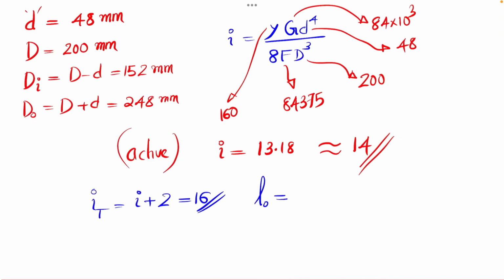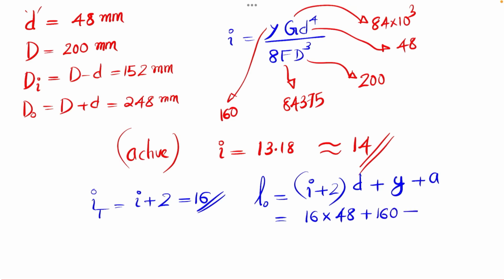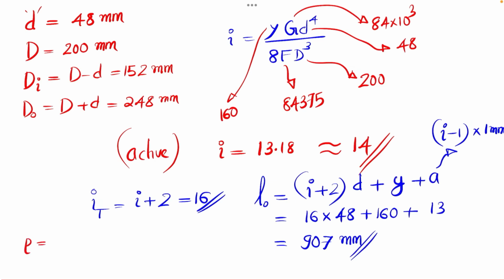And from the same table, I can find the free length L0, which is equal to, the equation is given, (i plus 2) d plus the deflection y plus a. So here i is 14 plus 2, 16, into diameter 48, the axial deflection is 160, and the axial gap I already explained, the empirical relation, which is (i minus 1) into 1 mm per coil. So i is 14 minus 1, 13 into 1, 13. If you add this, then you will get the free length as 907 mm. So this is the free length of the buffer springs required.